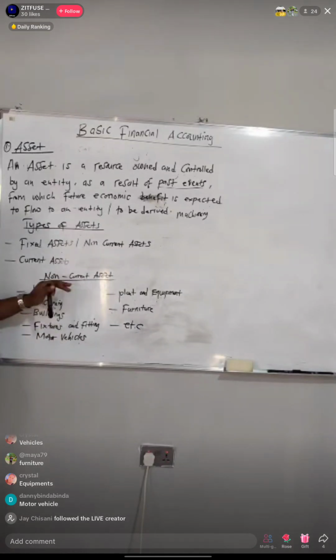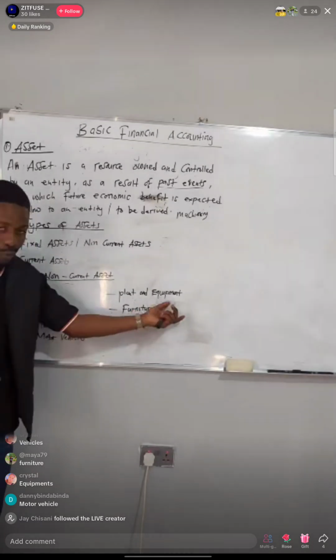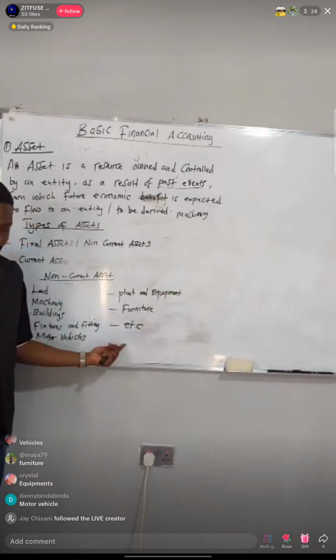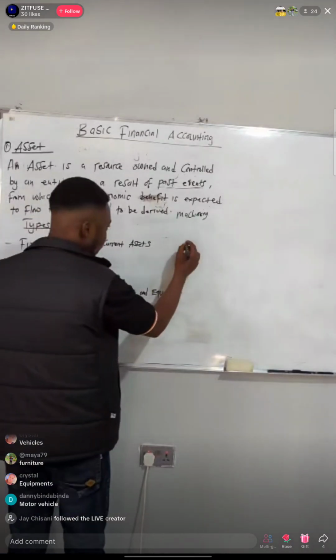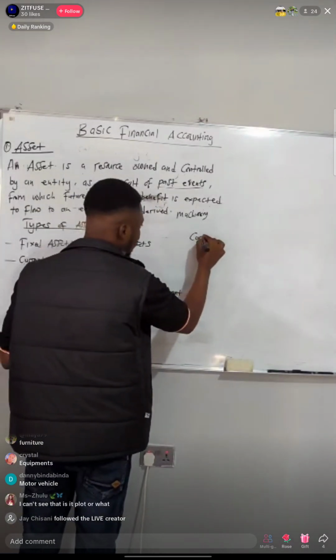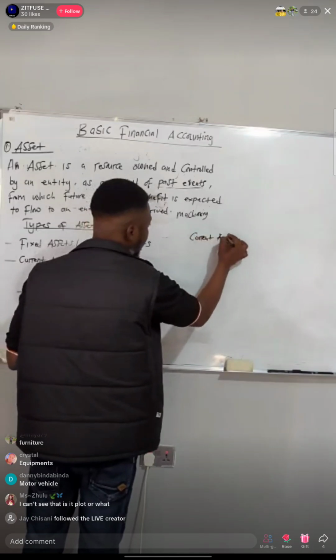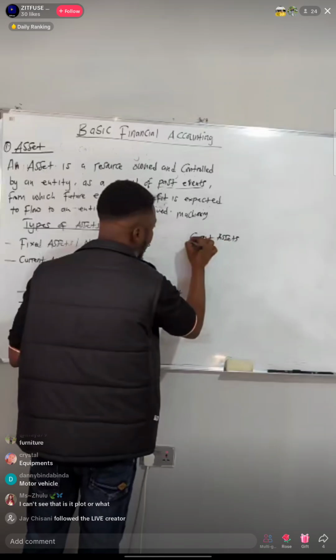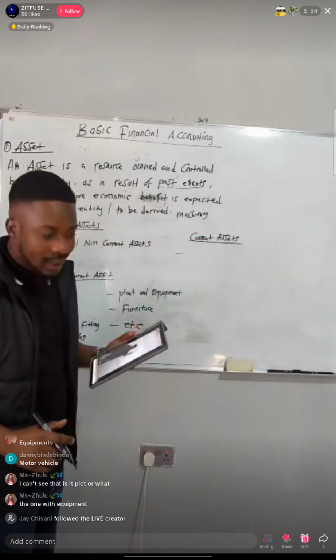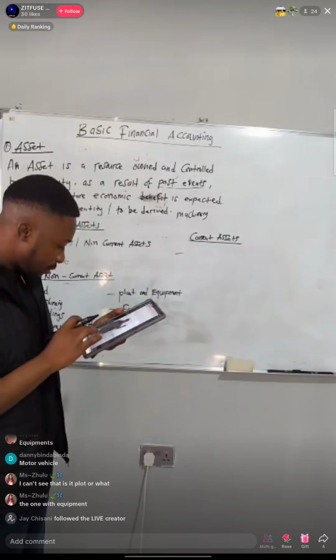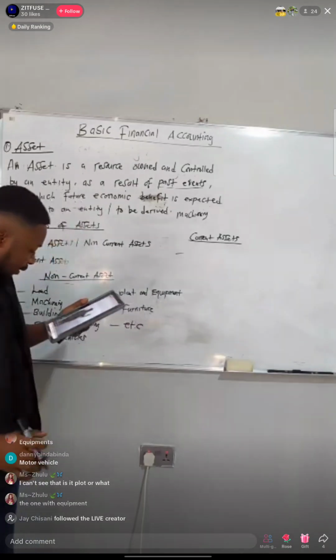So when we come to questions, you must define these kinds of non-current assets. There are lots more, but these are the most common ones that you will ever find. Then we also have current assets. Under current assets, can you give me examples of current assets?